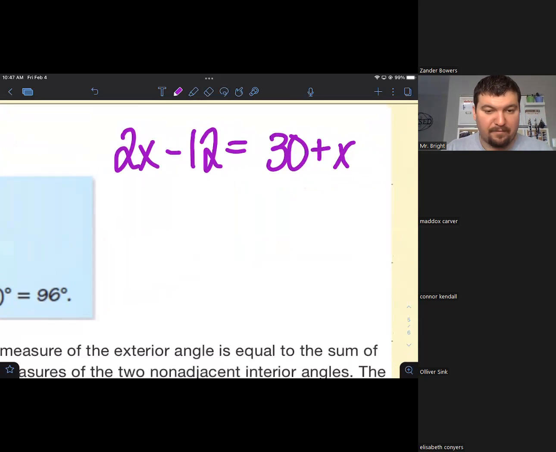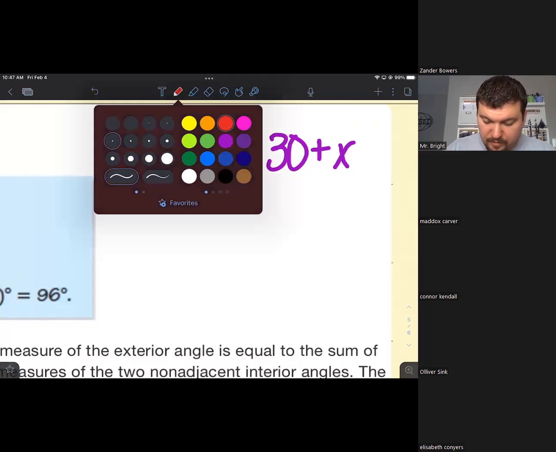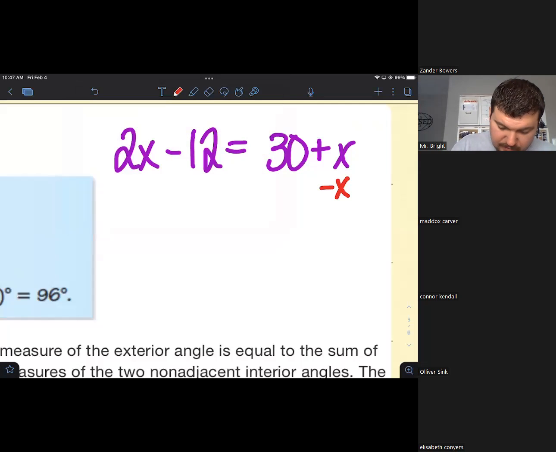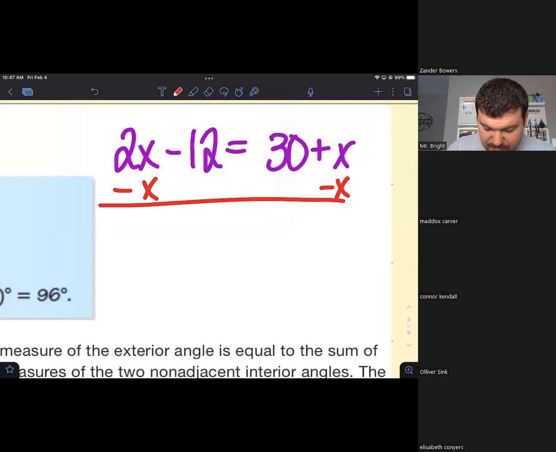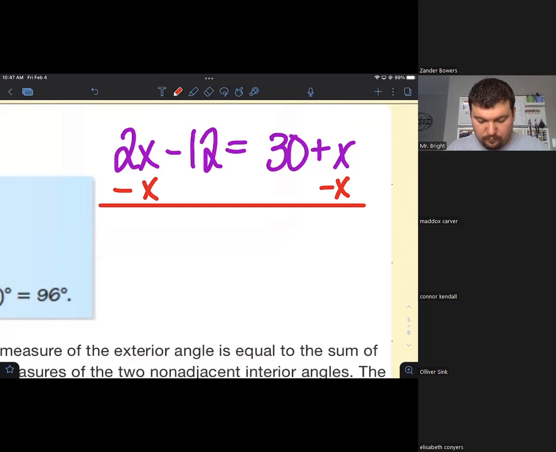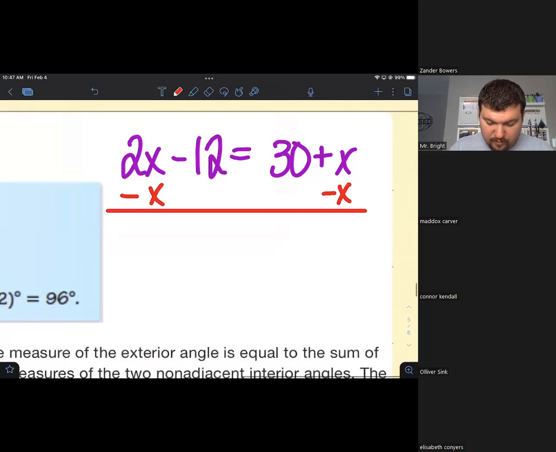I need to separate my variables and my constant terms on 2 different sides of the equation. So where could I start? Subtracting X. Okay, so subtract an X on both sides. That's going to move my X's over to the left. And then how do I get rid of the negative 12? Adding 12. So even these slightly complicated equations are way less complicated than other ones that we've looked at this year.